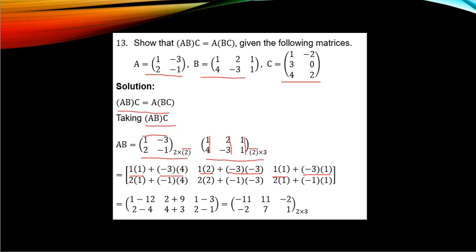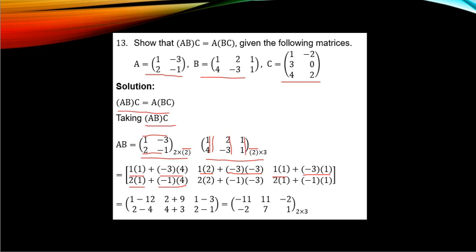Then you move to the second row to get the second row in your answer. The second row of A is going to multiply the three columns of B at different times. So you have the second row times the first column, entry by entry: 2 times 1 minus 1 times 4. Remember, sum of products, you multiply and you add before the next one.